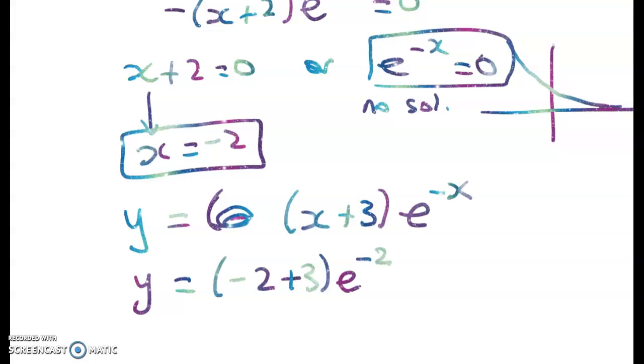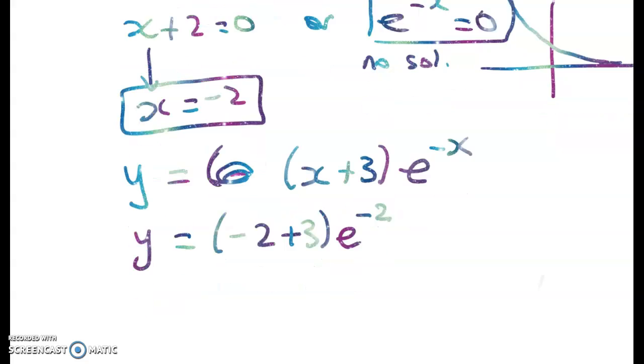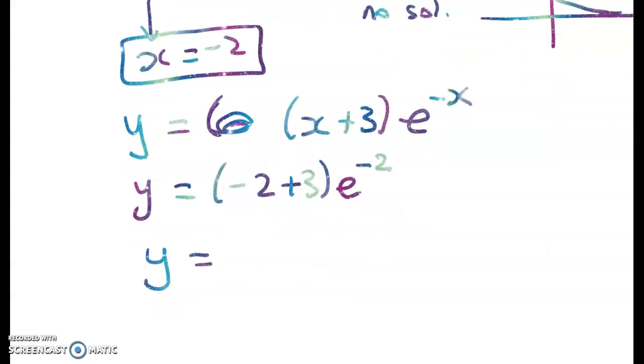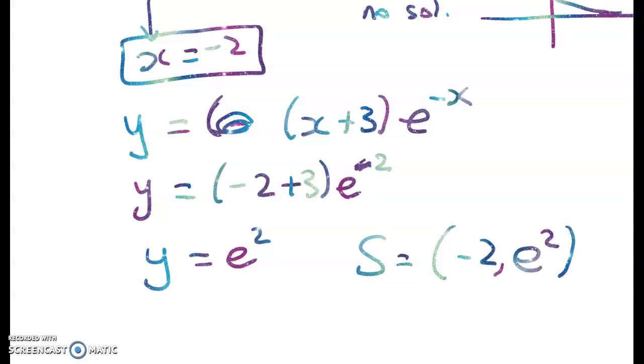What have I done wrong here? Is that right? I think that's right. What does that give me? So y is equal to e squared. So point S is equal to (negative 2, e squared). I'm just checking that I haven't mucked up the sign there. Someone please leave me a comment if I have stuffed that up, but I think that's right. I actually haven't checked the answers in the back here.